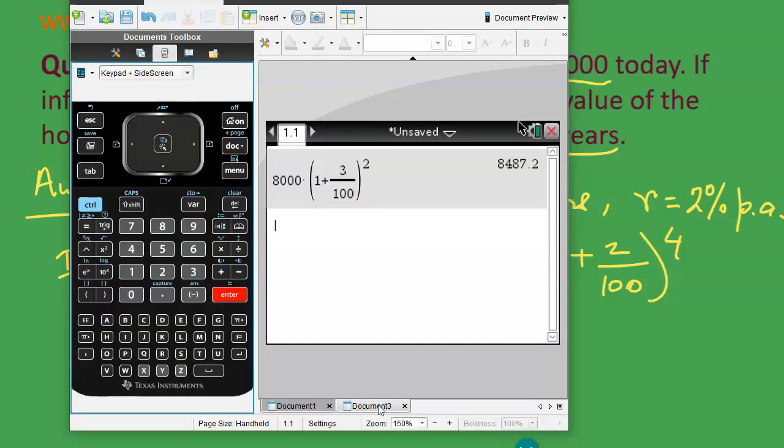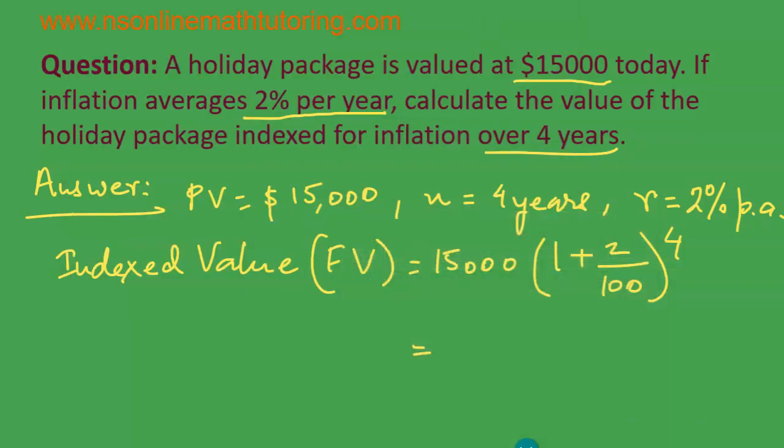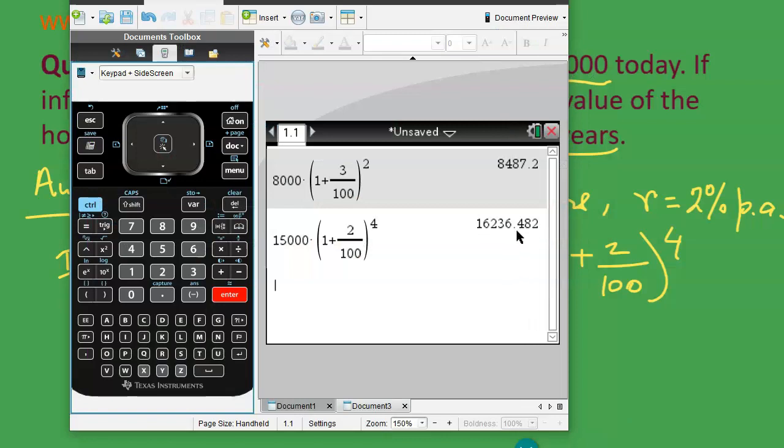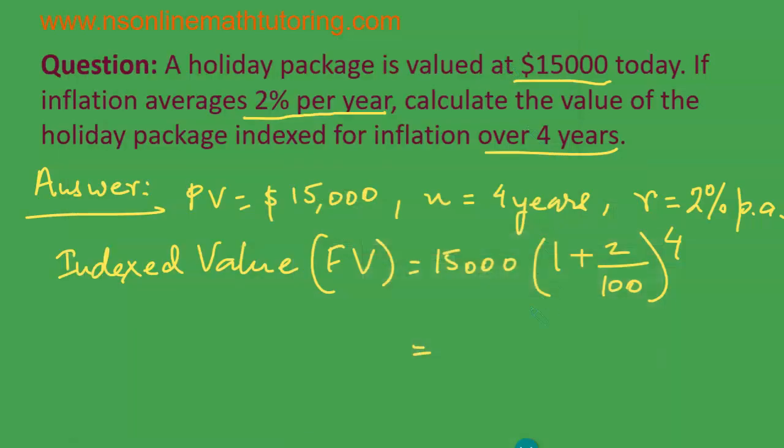What is this equal to? 15,000 times 1 plus 2 divided by 100 to the power of 4. 16,236 point, let me take 5, okay, 16236.5, or I may take 16236.48, that would be better, I think. So $16,236.48.